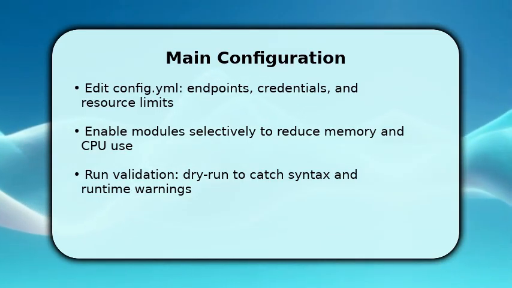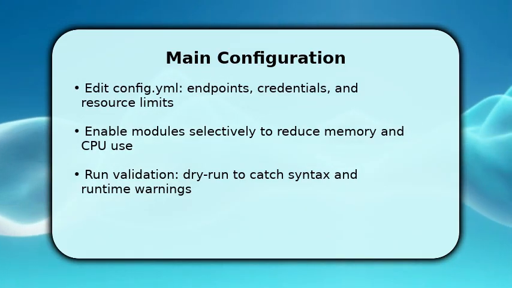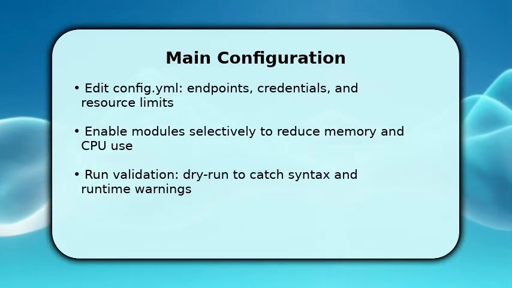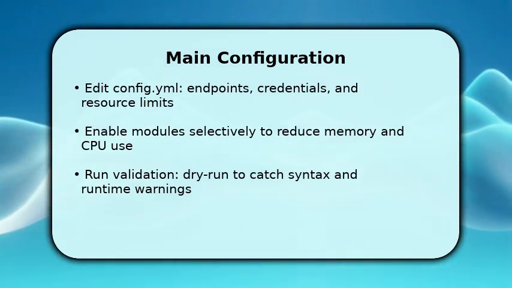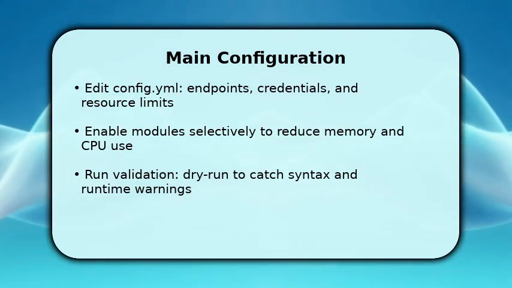Once adjustments are in place, run a dry run validation to check syntax and runtime warnings. If warnings appear, fix them iteratively and revalidate. This prevents failures during full execution and gives you a clearer error trail to follow.